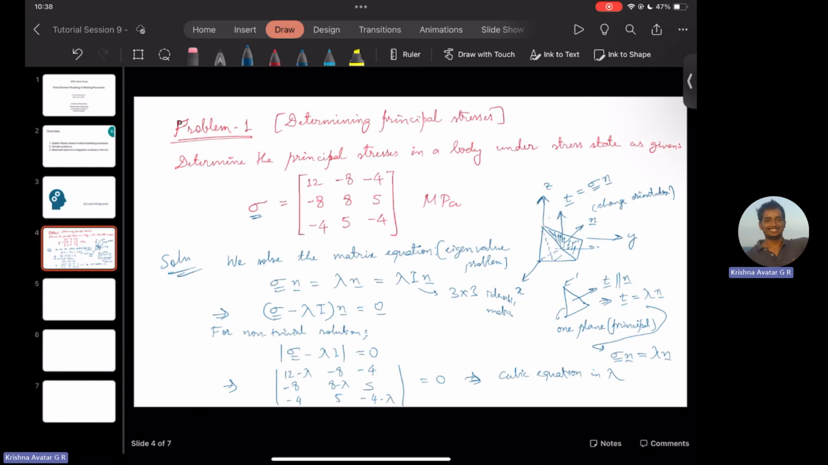So we can use some online root finding solver, because we will not be able to directly calculate the eigenvalues of a cubic expression. There are expressions for that, but still. So I'll put the values into the Wolfram Alpha calculator. I'm just entering the values: 12, minus 8, minus 4, minus 8, 8, 5, minus 4, 5, minus 4.